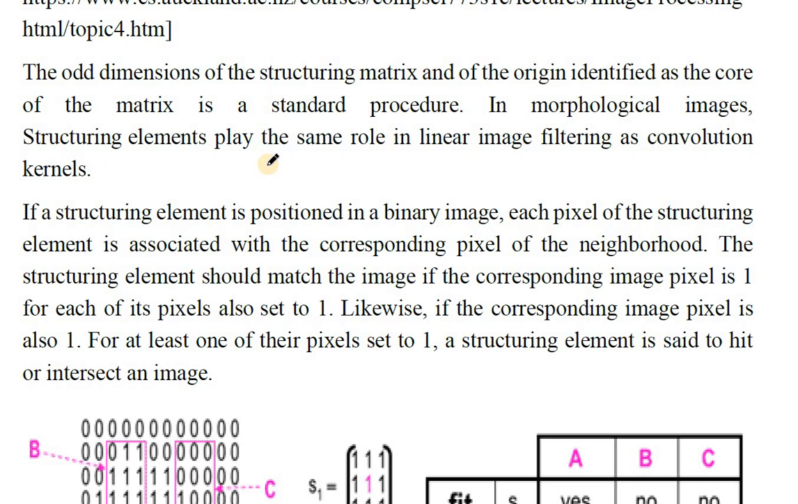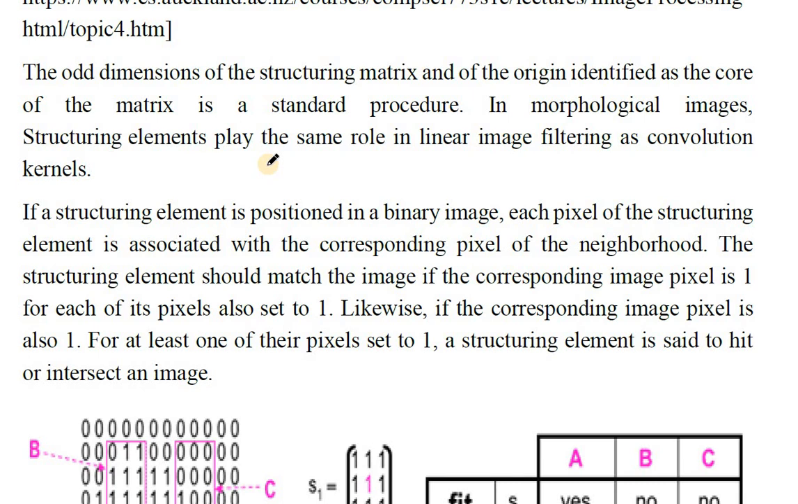Now, whenever your structuring element or structuring matrix has odd dimensions. Odd dimensions means what? 3 by 3, 5 by 5, 7 by 7, 1 by 1. All these are odd dimensions. 2 by 2, 4 by 4, these are even dimensions. So usually जब odd dimensions होते हैं structuring element के, so जो center of the matrix होता है, that can also be considered as the origin.